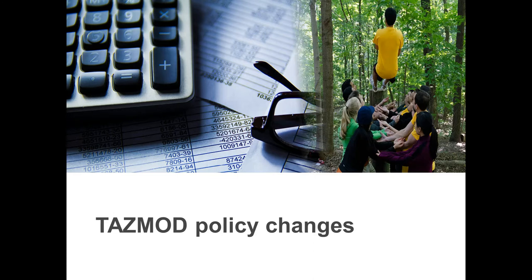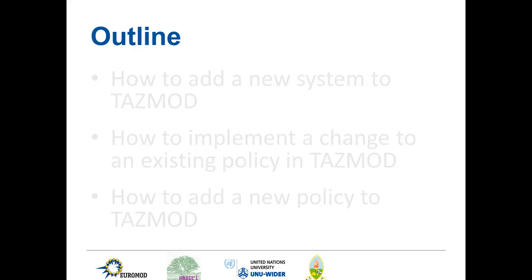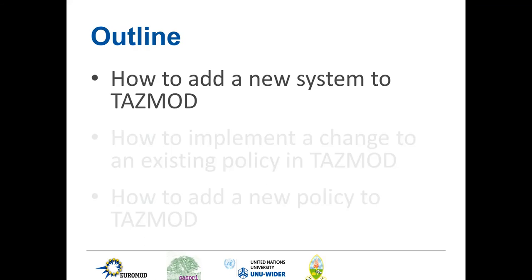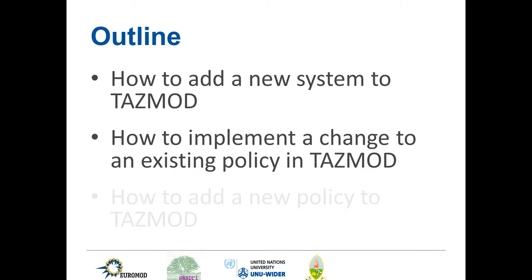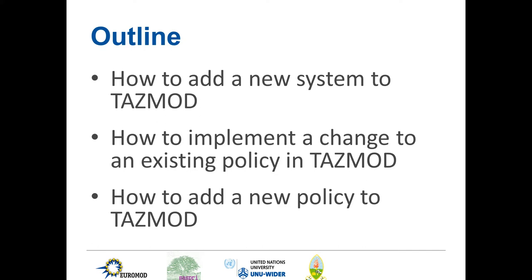Okay, in the last session we looked at tax and benefit policies in some detail. We looked at the way that they were constructed from functions, which were in turn constructed from parameters. In this session we're going to put that into practice, because we're going to learn how to add a new system to TAZMOD, and I'll say why in a minute, how to implement a change to an existing policy in TAZMOD. We'll do quite a simple and straightforward change in order to get the hang of it, and then how to add a new policy to TAZMOD, again using a fairly straightforward example.